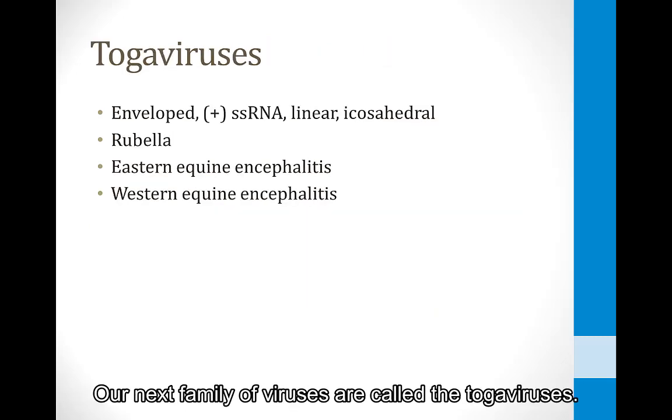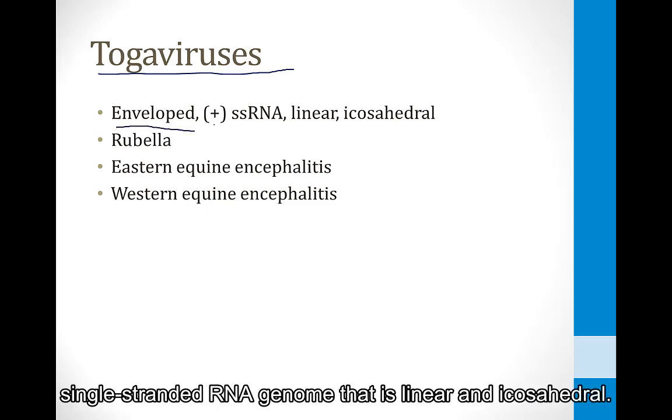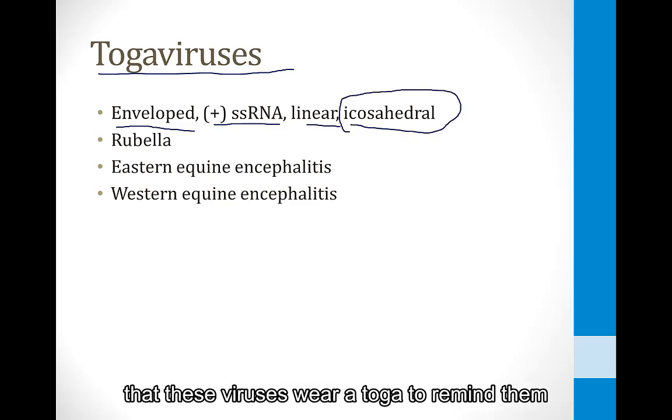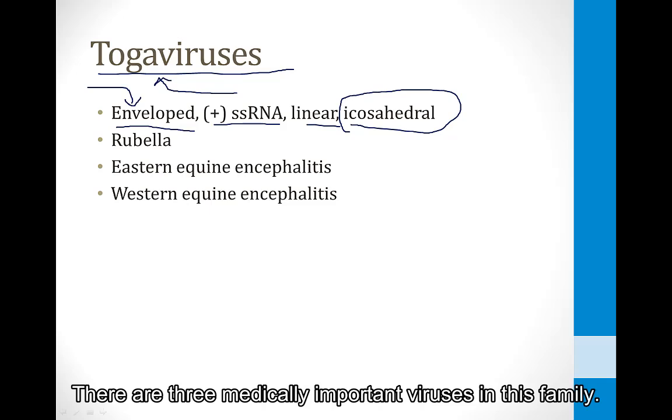Our next family of viruses are called the toga viruses. These are enveloped viruses with a positive sense single-stranded RNA genome that is linear and icosahedral, and a lot of people just remember that these viruses wear a toga to remind them that they are enveloped. Use that if you wish. There are 3 medically important viruses in this family.